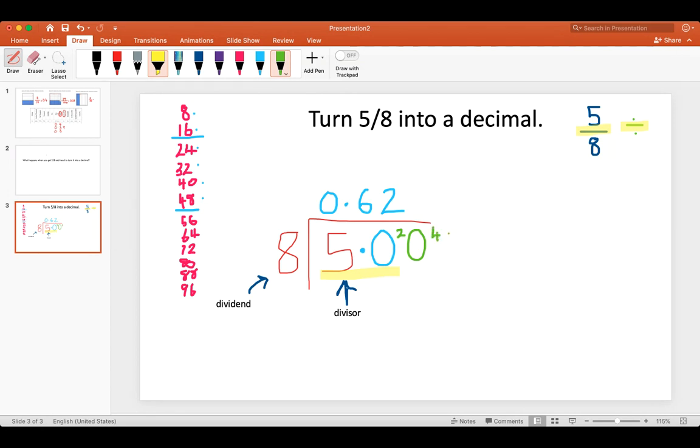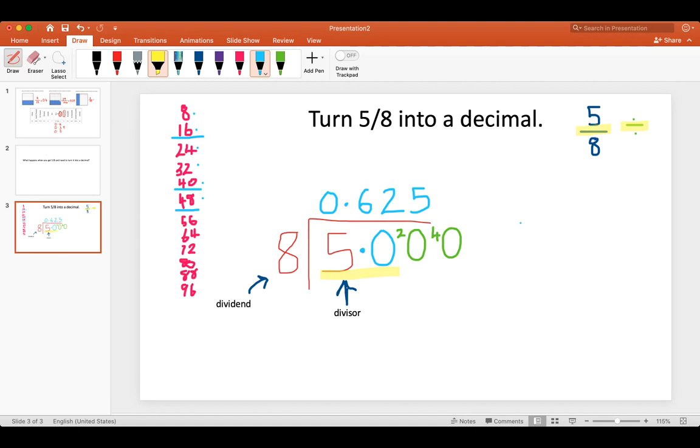Can't do anything with that little 4 at the moment, so I'm going to attach a 0 to it to make 40. Let's go back to my multiples. How many groups of 8 can I make out of 40? Well, I know that 8 times 5 equals 40. So I know I can make 5 groups. And there we have it.